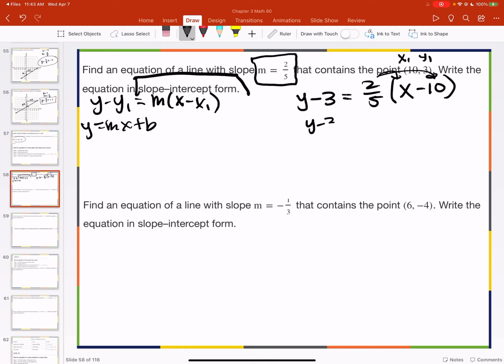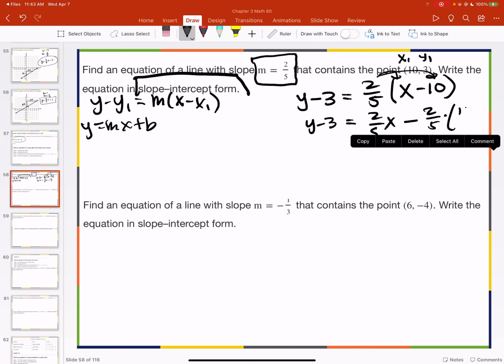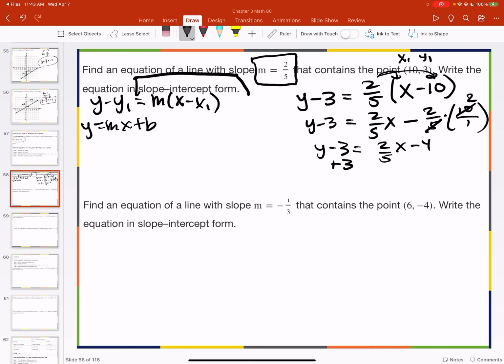We get y minus 3 is equal to 2/5 x minus, and then 2/5 times 10, which is going to be 4. But let me show you why. So 2/5 times 10 over 1. 5 goes into 10 twice. 2 times 2 is 4. So we get basically y minus 3 equals 2/5 x minus 4. Then add 3 to both sides because we wanted it in y equals mx plus b form: minus 1. And there that is. Okay, let's do another one for funsies.